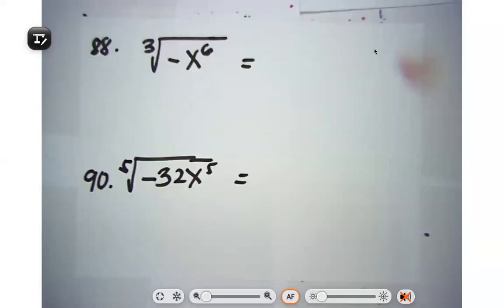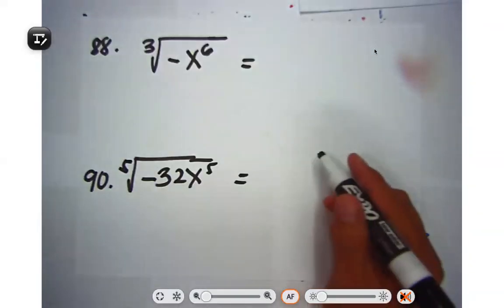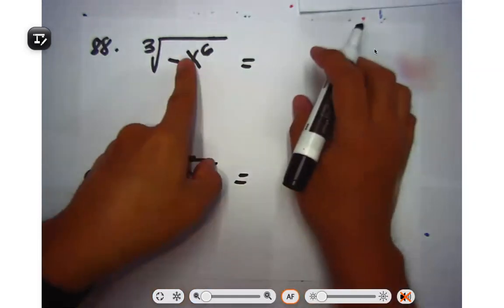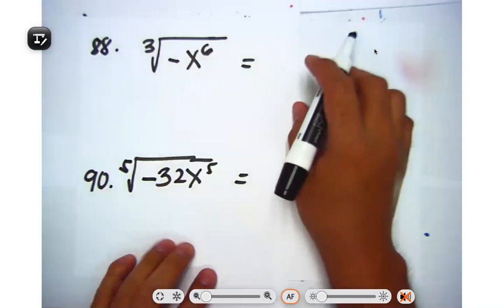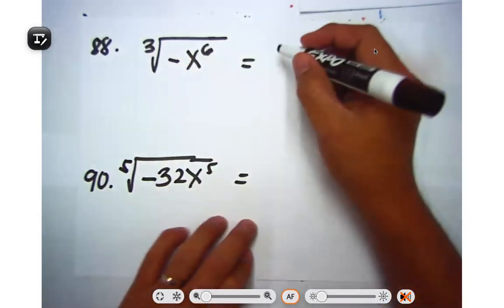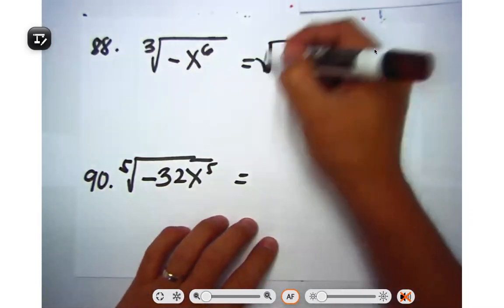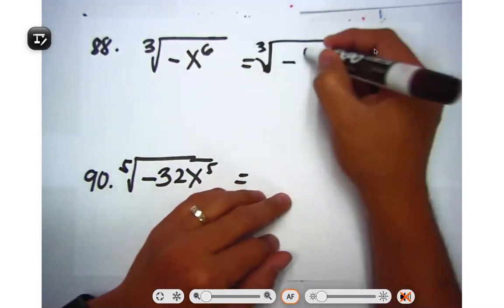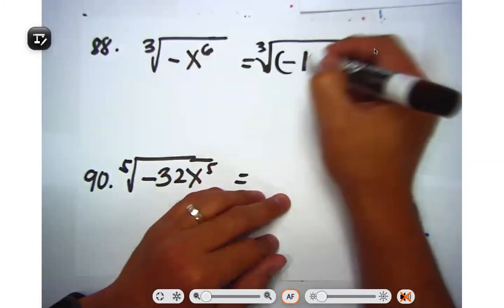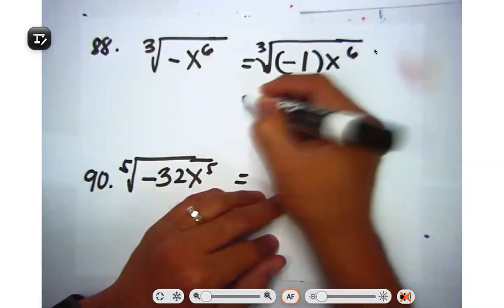You have cube root of negative x raised to 6. Well, we know the coefficient of x raised to 6 here. What's the coefficient of x raised to 6 here? It's negative 1. Right, so we have cube root of negative 1 x raised to 6. It's good to separate the two.